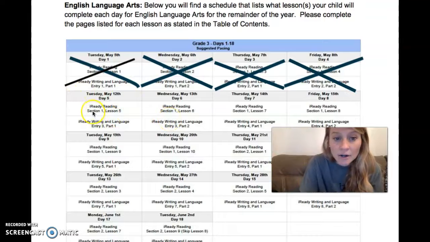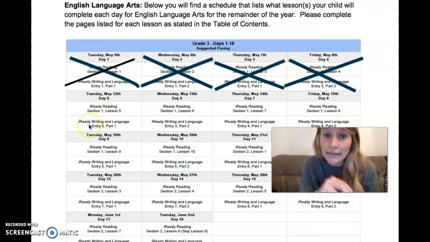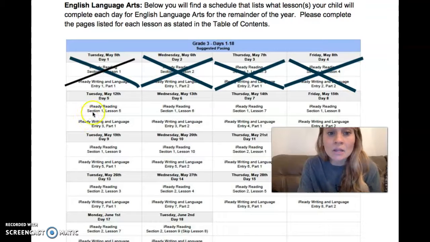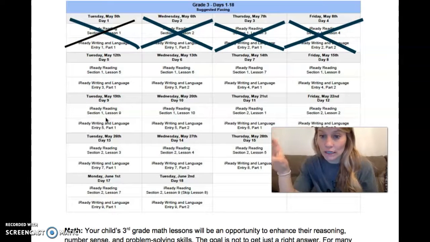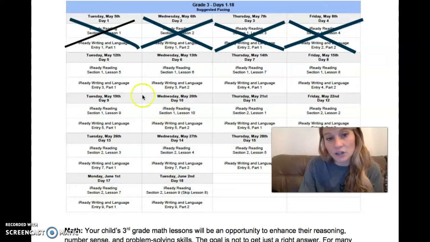We're going to start on iReady Reading, Section 1, Lesson 5, and then the iReady Writing and Language, Entry 3, Part 1. It gives you a good scope and sequence about where we're headed and how we're going to be finishing. So this is our day for today.